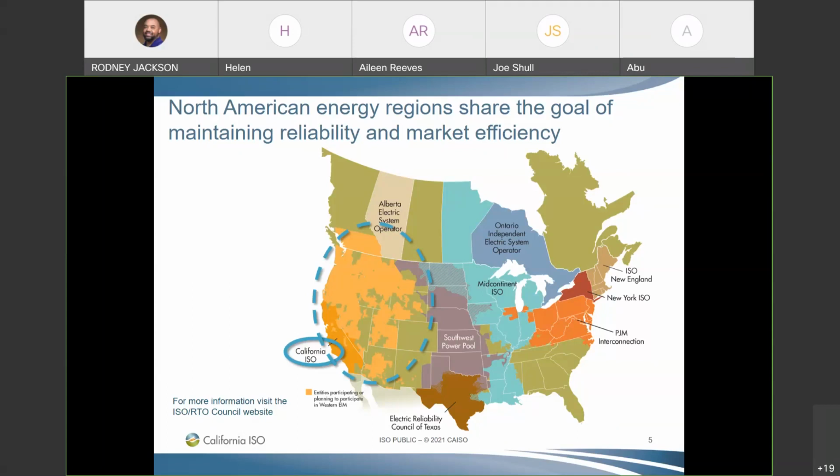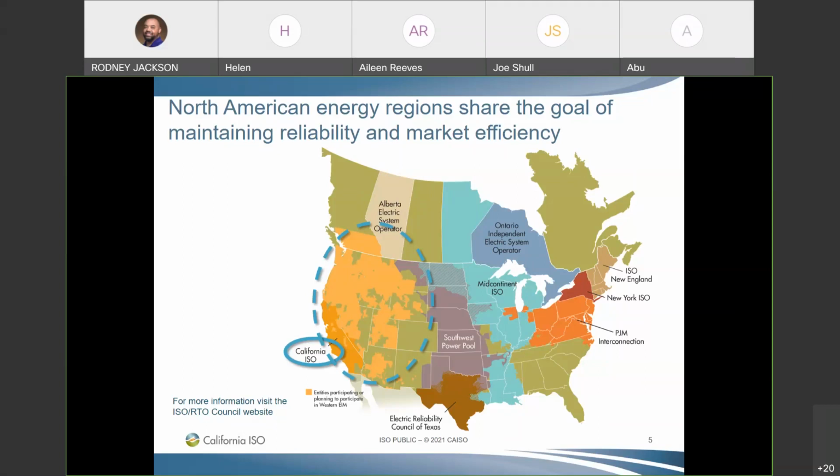So now our job is to make sure that we get things to the right place at the right time. Similar to a stock exchange, the ISO never actually owns or takes title to the energy. And that's important to understand as we go through this conversation, is that we just act as the mechanism to bring the sellers of the energy and the buyers of the energy together. And that's the important thing.